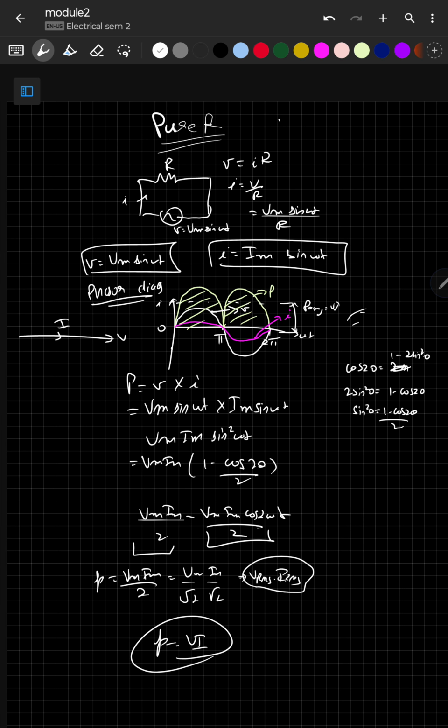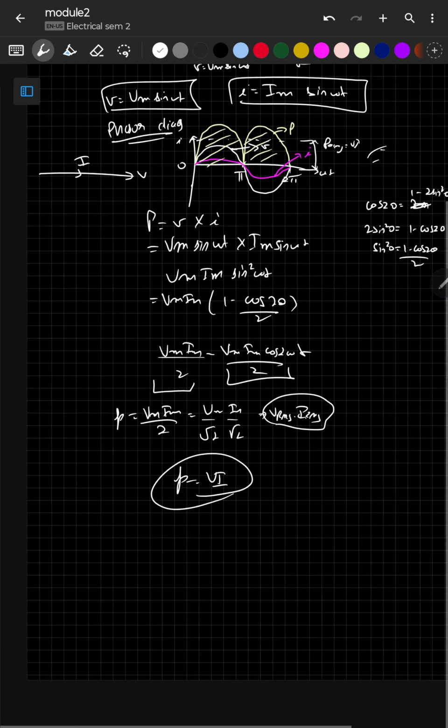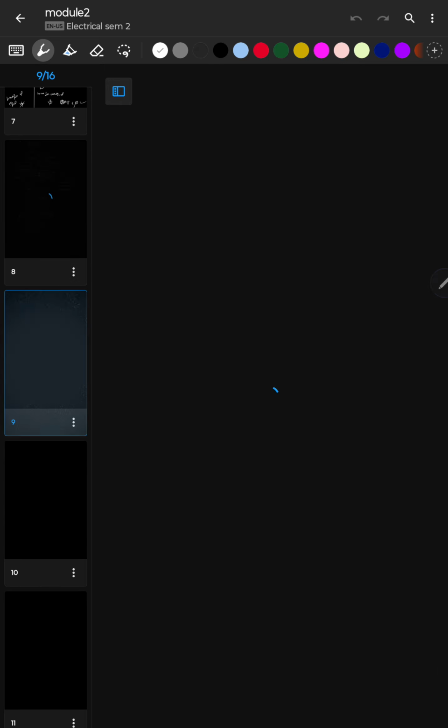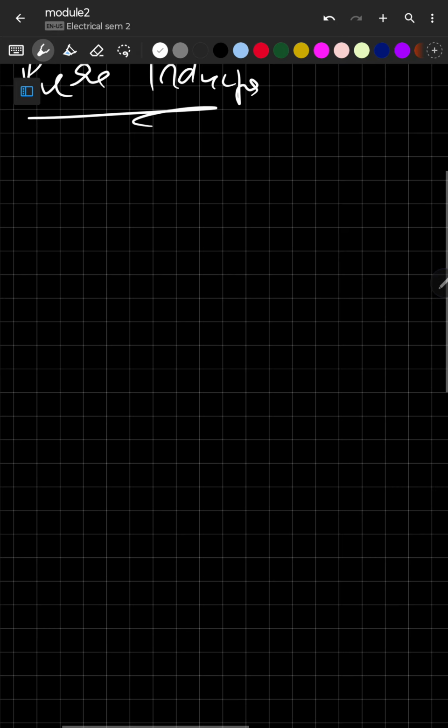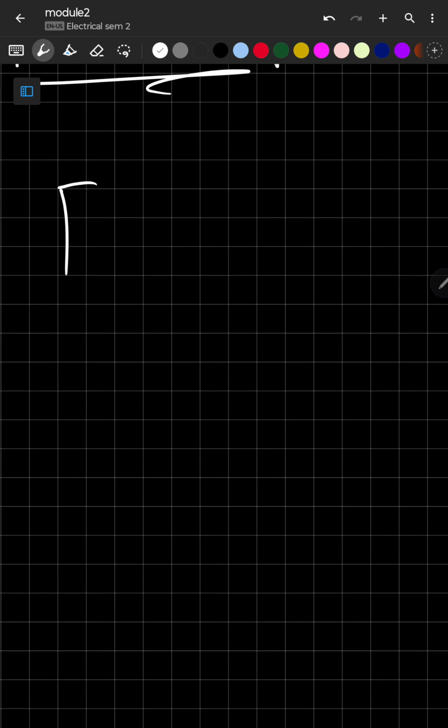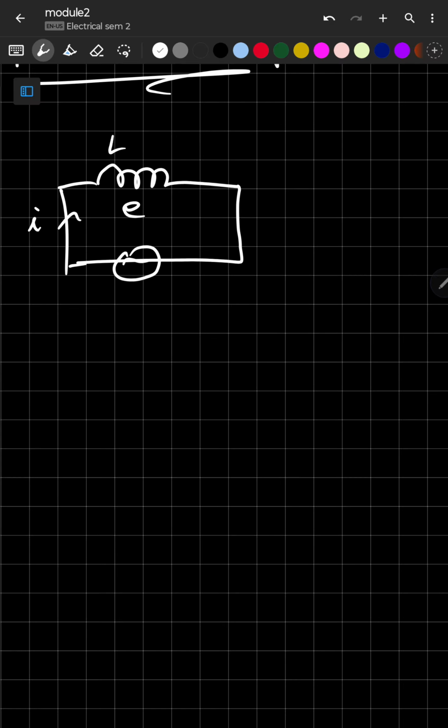Now let's go to pure inductor. Pure inductor. First is the circuit diagram. LE. So what can we write here first?